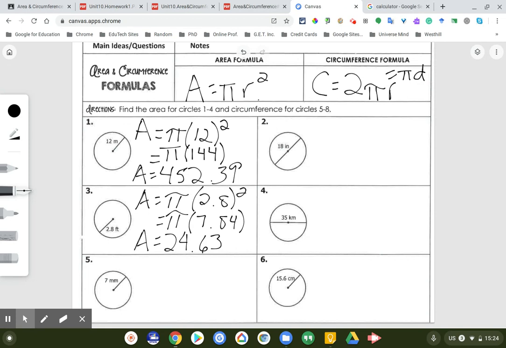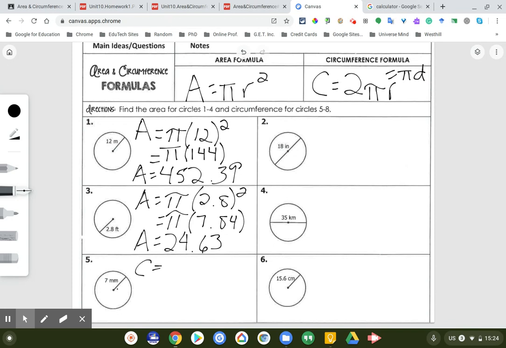Okay. Now, number 5, according to the directions, it says circumference for circles 5 through 8. So I'm actually going to find the circumference now. Remember, our circumference formula is up here. They give us the radius again. If you notice, they give us 7 millimeters halfway through the circle, from the center of the circle to the outer edge. So we have the radius, which is good. So we're going to use this formula.